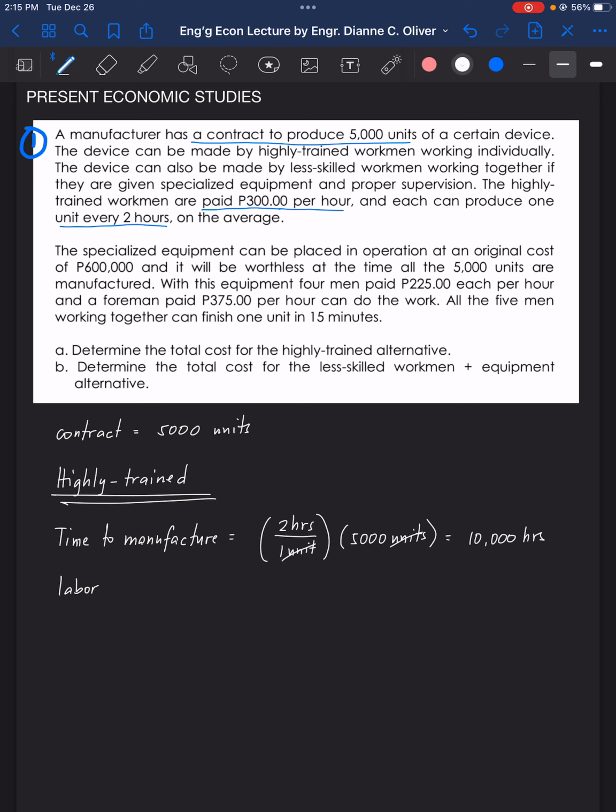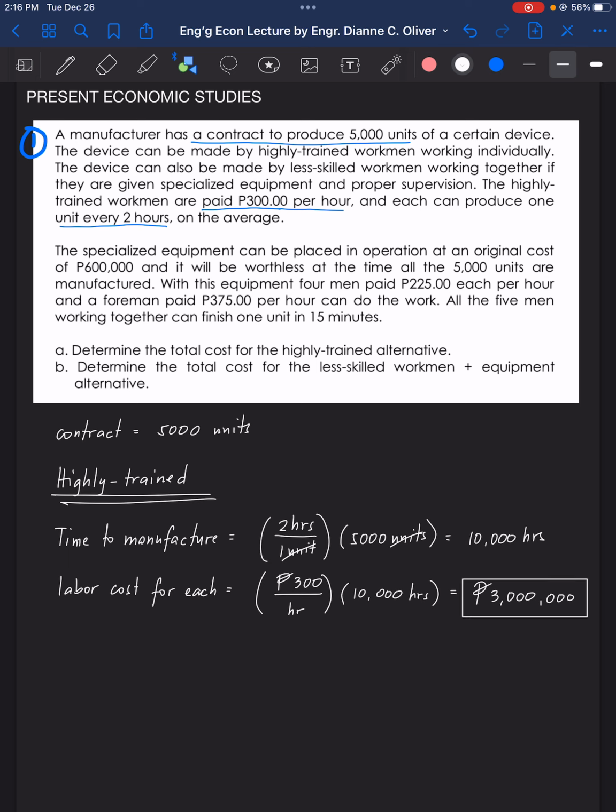Labor cost. So labor cost is now equal to labor cost for each. It did not mention how many highly skilled workmen there are. So meaning this is labor cost for each workman. So this is 300 pesos per hour and they're working 10,000 hours. If we're going to employ only one highly trained workman, how much is this? This is 3 million pesos for one workman. Okay. So that is for the highly trained alternative.